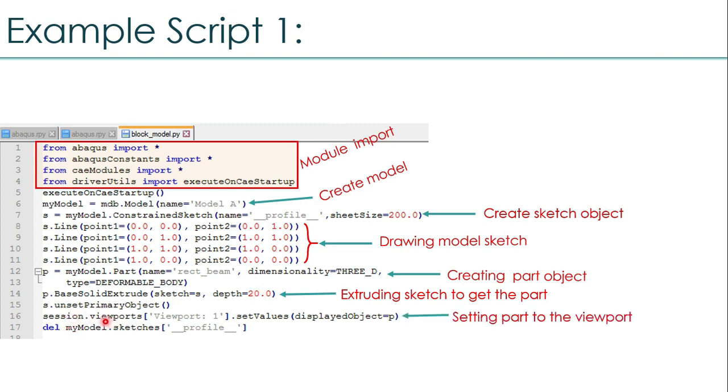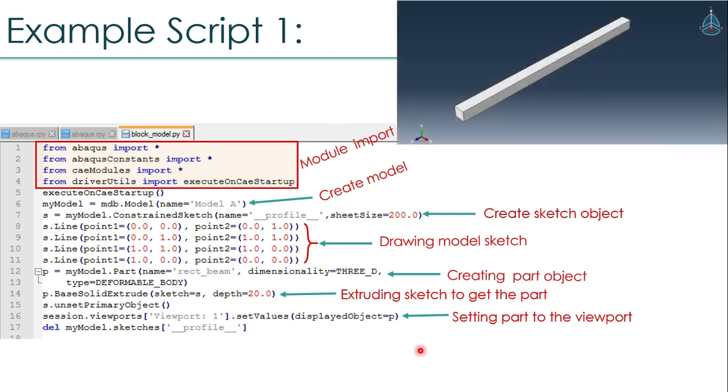And at the end, we are accessing the viewport. Here we are using the session database. Previously we used the model database, now we are using the session. From this session we are using the viewport, and this is the viewport name. We are showing this part object that we have created in this viewport. This is like setting the viewport. So when you run the script, it will show the model something like this.